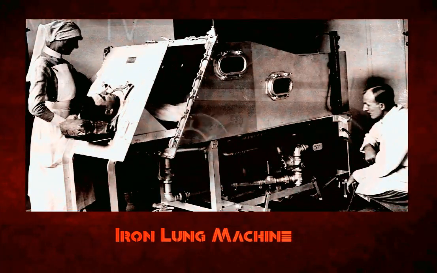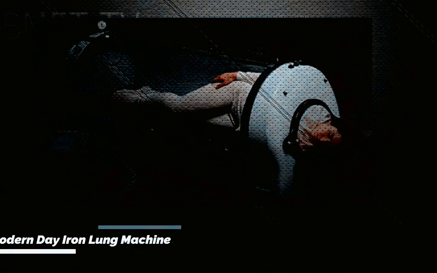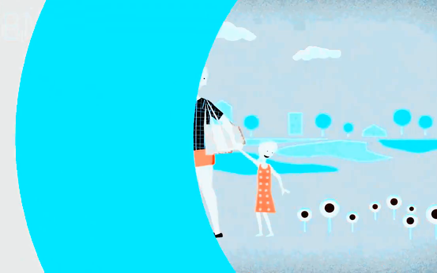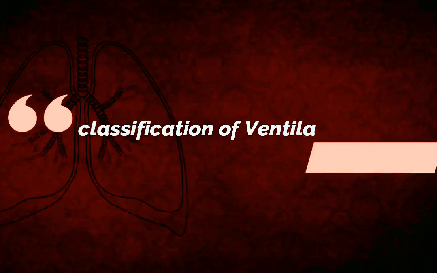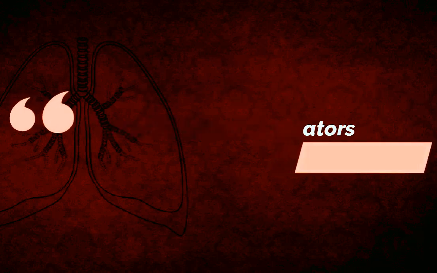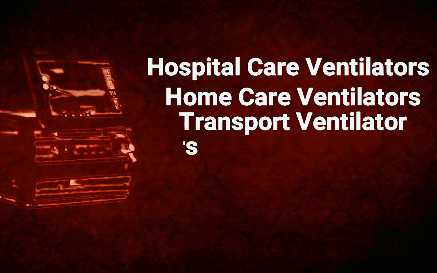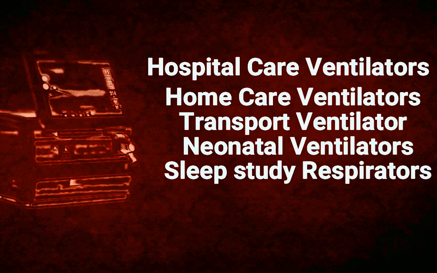respirator in 1928. Improvements were introduced by John Haven Emerson in 1931 and the Bragg-Paul respirator in 1937. Other forms of non-invasive ventilators, also used widely for polio patients, include biphasic cuirass ventilation, the rocking bed, and rather primitive positive pressure machines. Let's begin with the classification of ventilators. The ventilators can be classified as hospital care ventilators, home care ventilators, transport ventilators, neonatal ventilators, also known as HFOs, and last but not least, sleep study respirators.